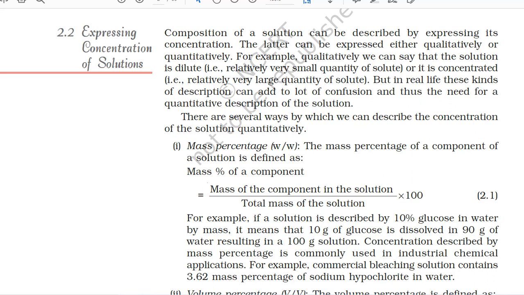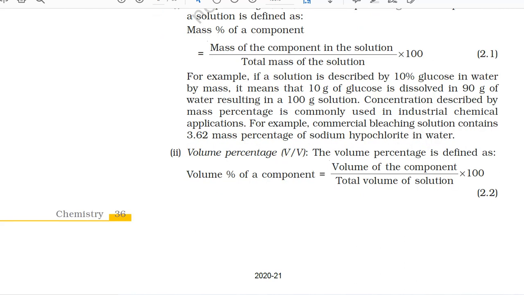First, mass percentage (W by W). The mass percentage of a component of a solution is defined as: mass percent of a component is equal to mass of the component in the solution upon total mass of the solution, into 100.